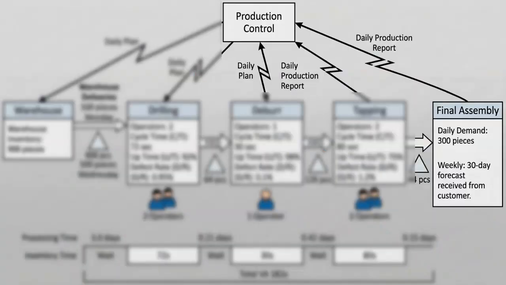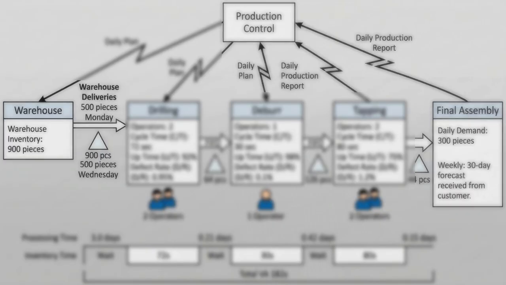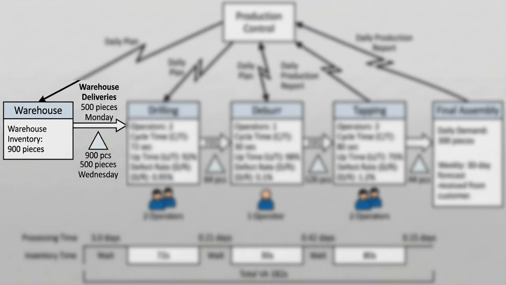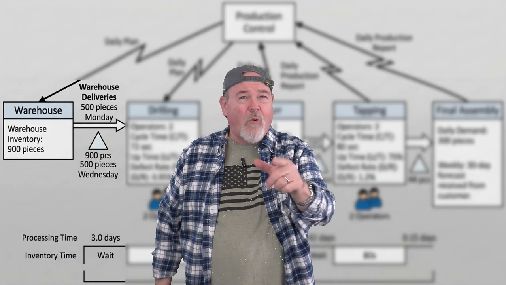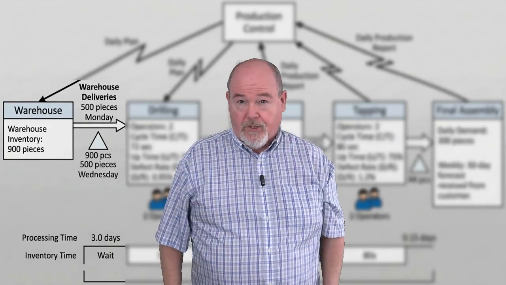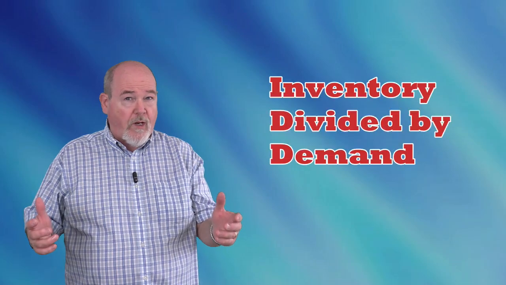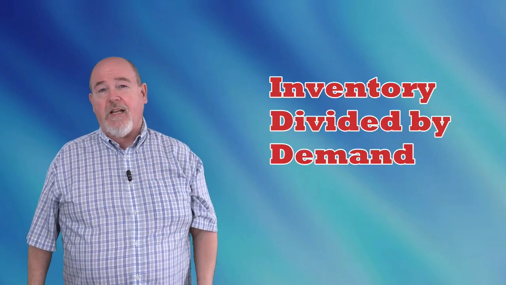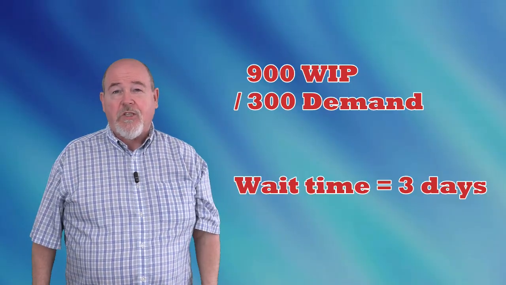We always start with the customer. We can see that the daily demand is 300 pieces, and a report goes back to production control each day. We also see how much materials we are receiving from our supplier, the warehouse. Since our daily demand is 300 pieces and we have 900 pieces in inventory, the wait time is 3 days. Hold on there. What's this wait time? That is a good question. Wait time is simply how long material, or work in process, sits in inventory before it's actually used. To calculate this, you divide the inventory by the daily customer demand.